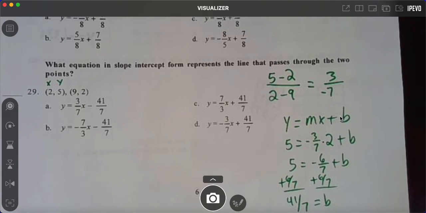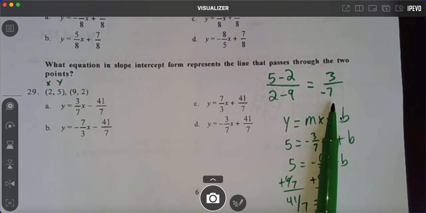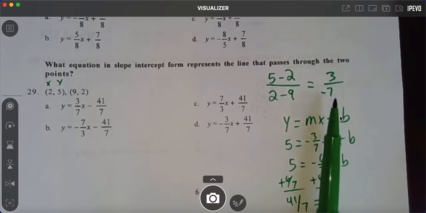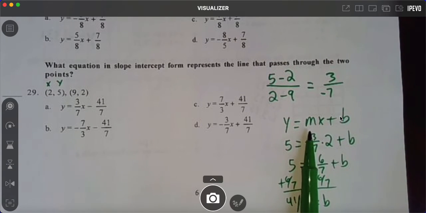So you do 5 minus 2 is 3, and then 2 minus 9 is -7. -7. And then that's where you got your slope. You choose one of them things and you do your X and your Y. Like you plug in your Y, which is 5.